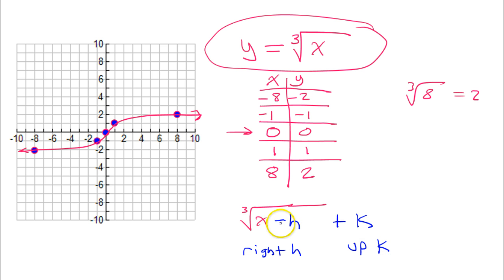And the signs are important. If this is plus, it will actually move to the left. If this is minus, it will move down. So that should be enough information for us to take a look at the graphs on a multiple choice situation and narrow it down.